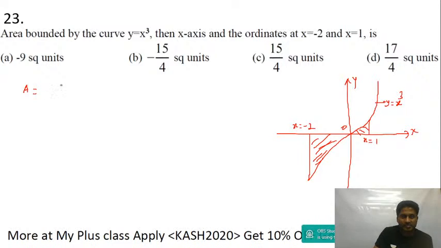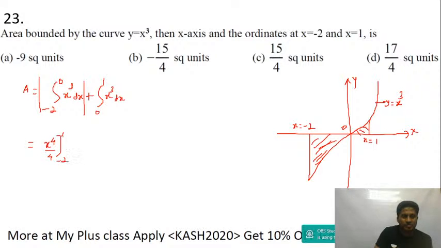So I'm going to write this as integration of minus 2 to 0, x cube dx, plus integration 0 to 1, x cube dx. So this is a mod here. Okay, integration of x cube is x power 4 by 4 between the limits minus 2 to 0, and between the limits 0 to 1.